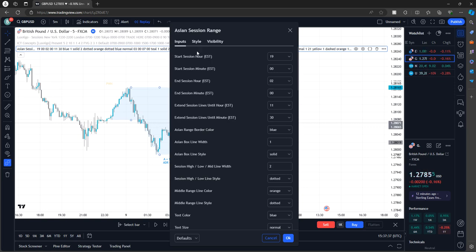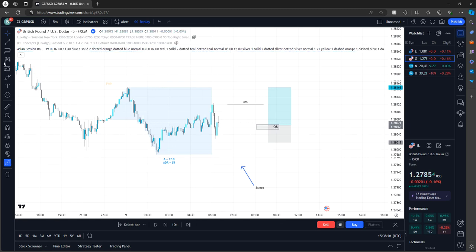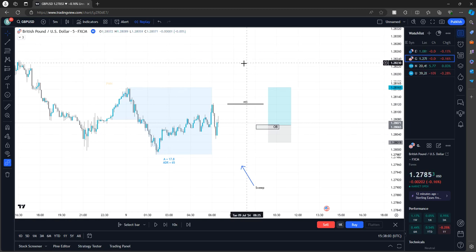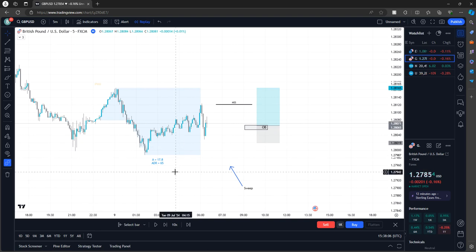Start session hour we need will be midnight, whatever that converts to in EST. For me, I'm in London, so I'm using BST. When you convert that, that goes to 7 p.m. EST. So that's our midnight, and our end session will be 7 a.m. in the UK, which converts to 2 a.m. in EST. Now, once you've figured that out and you've set that up for yourself, you're all good to go. We can get this out of the way, and we can open our charts.